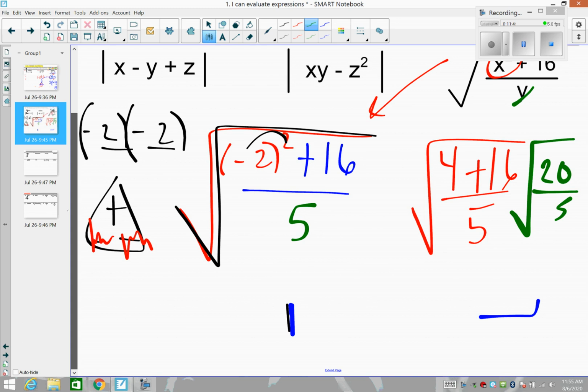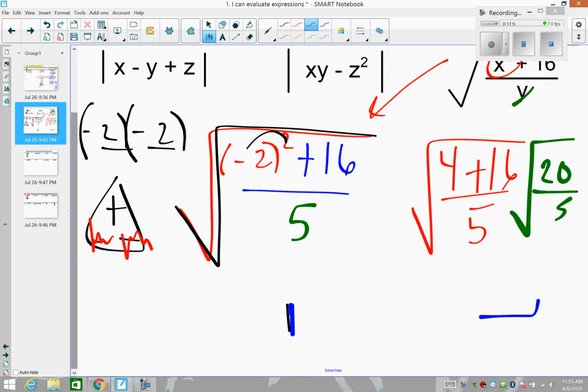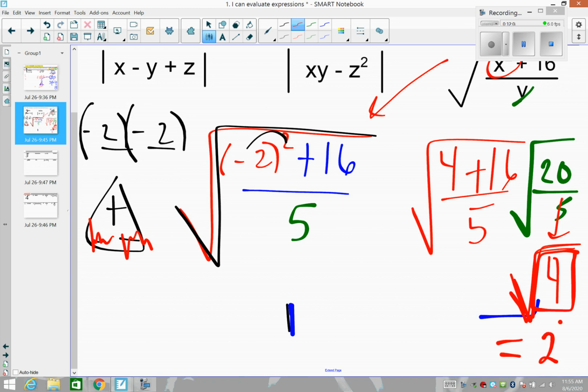And we know through division that 20 divided by 5 is 4. That's 4, but then we have to take the square root of that. And remember, square root just means if I were to build a square and have the area of 4, what's the side of the square? Well, that would be 2, because that would be a 2 by 2 square.